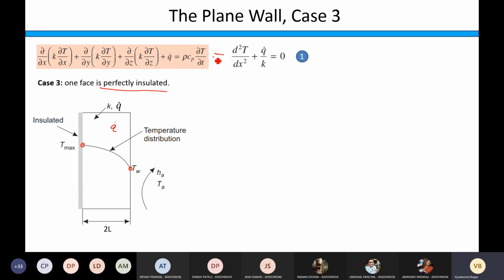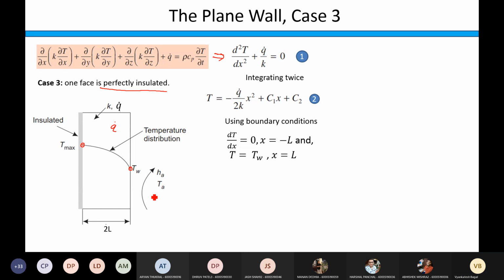So again, I am simplifying the heat diffusion equation using the boundary conditions. Now, boundary conditions are important. I will use boundary conditions. So, the first boundary condition is at x equal to minus L. So I am again taking the x from this position. So this is at x equal to minus L. This dT by dx will become 0. The gradient will be 0. Now why will the temperature gradient be 0? Because no heat is transferred in this direction. So this is 0, no?